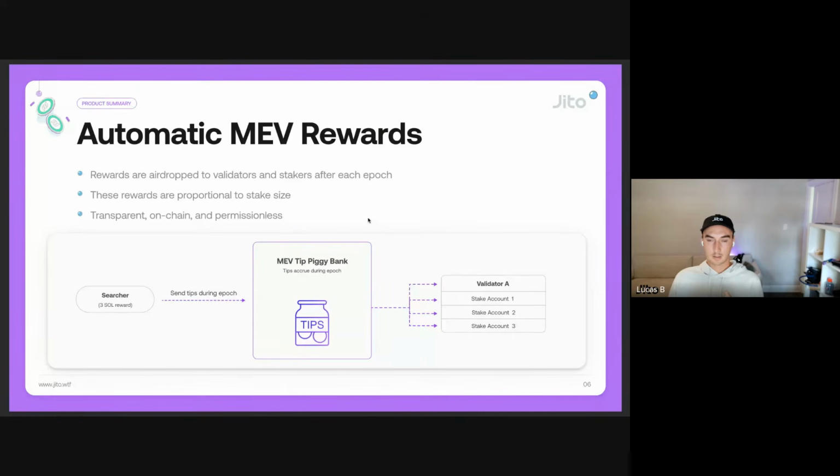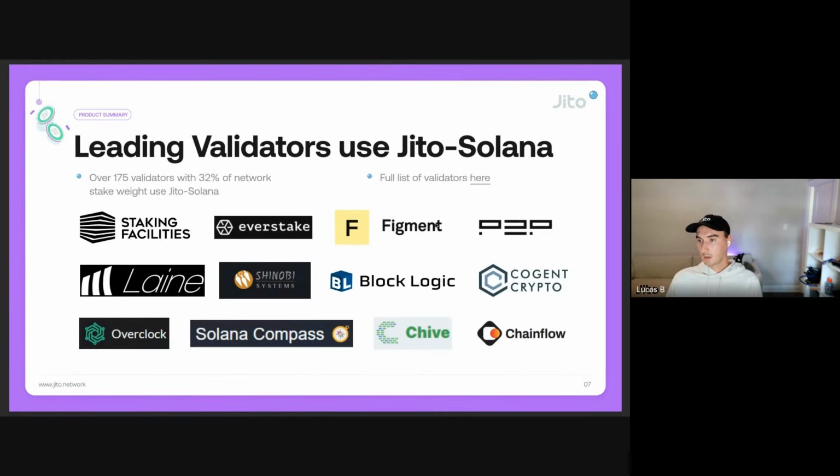All of the MEV is distributed to the validators and stakers automatically. We run a lot of this process right now. This process is permissionless. When you start up your validator, you can tell your validator who is the person that can upload this data. So in theory, anyone can do this. And yeah, there's a lot of validators using Jito-Solana. I'll share the slide with you after, Tim. I think there's around 175 validators, currently roughly 32% of network stake.